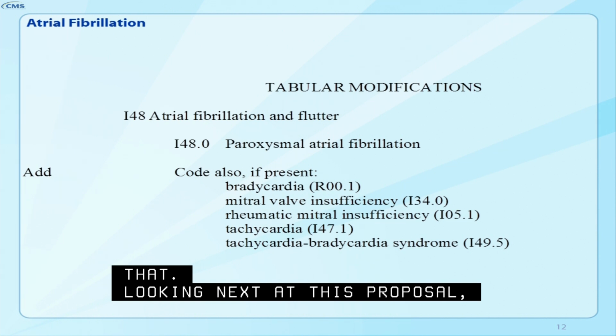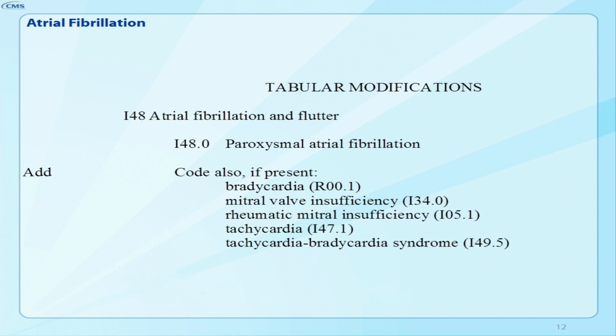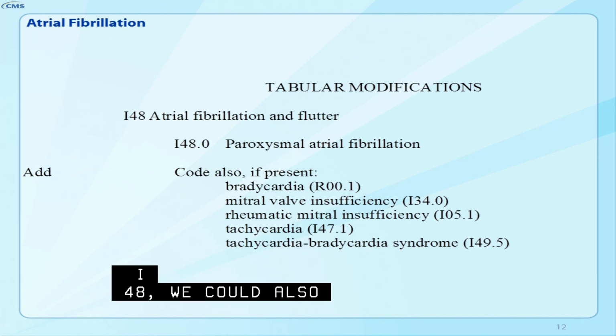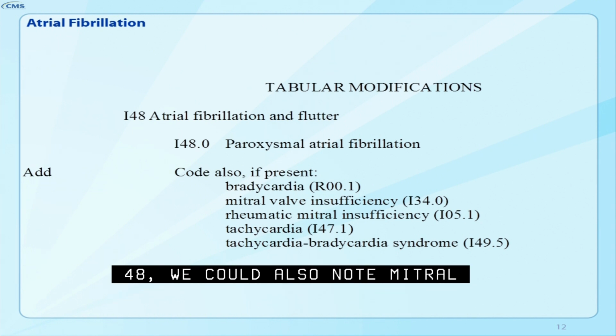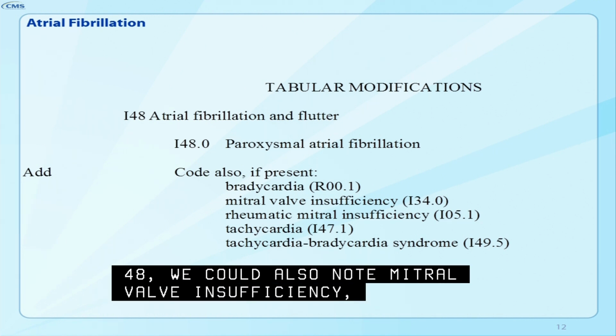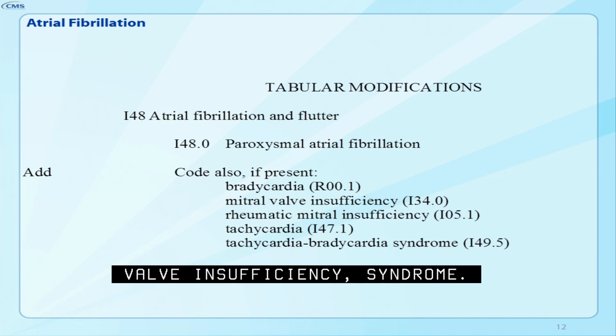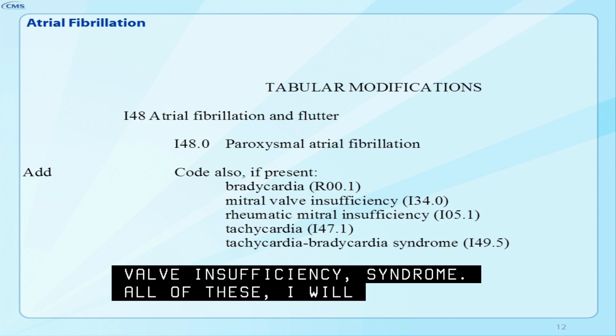I48.0 here also has a code-also note: code also if present bradycardia, mitral valve insufficiency, rheumatic mitral insufficiency, tachycardia, or tachycardia-bradycardia syndrome. So all these are with paroxysmal atrial fibrillation. I will note paroxysmal atrial fibrillation is a code that we got directly from WHO.